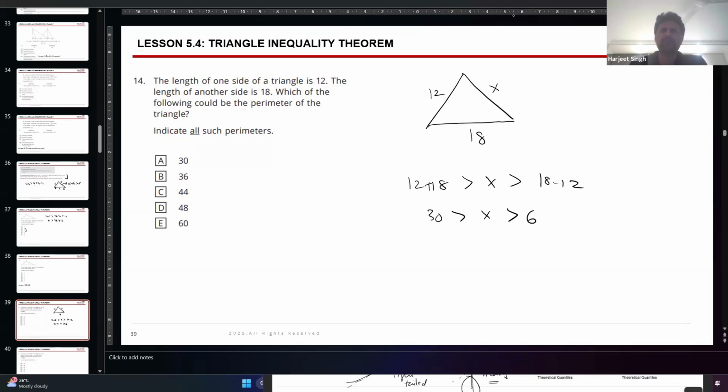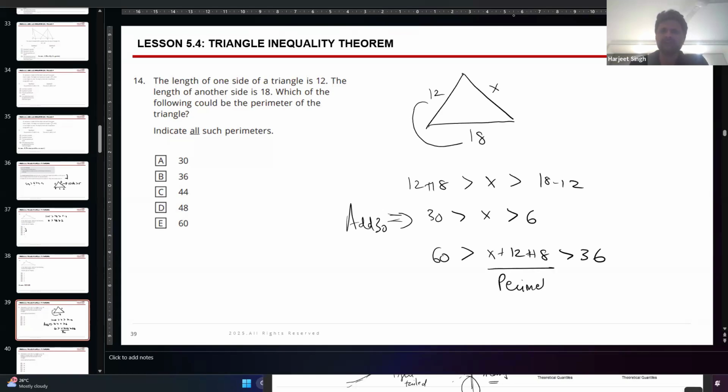So indicate all the perimeters. So perimeter is the sum of all the sides. Can I say the sum of the other two sides is 30? So 60 should be greater than x plus 12 plus 18, which should be greater than 36. You're basically adding 30 to all the sides of this inequality. This, of course, is the perimeter of the triangle. So can I say perimeter should be between 36 and 60?